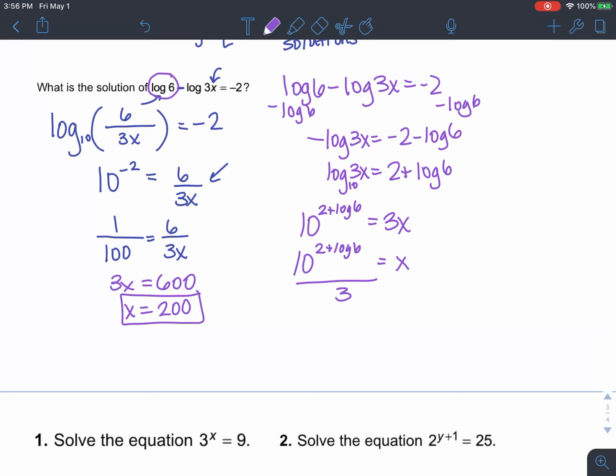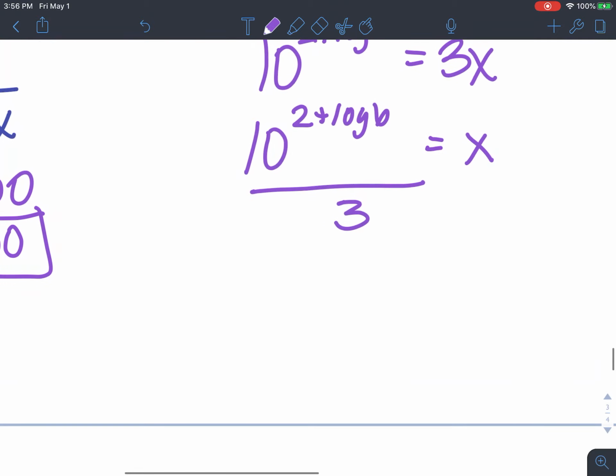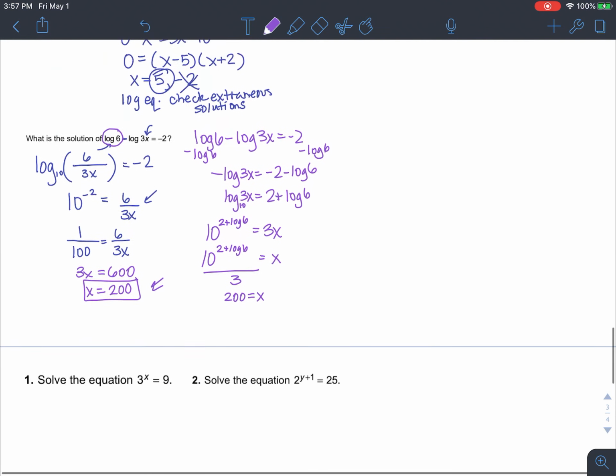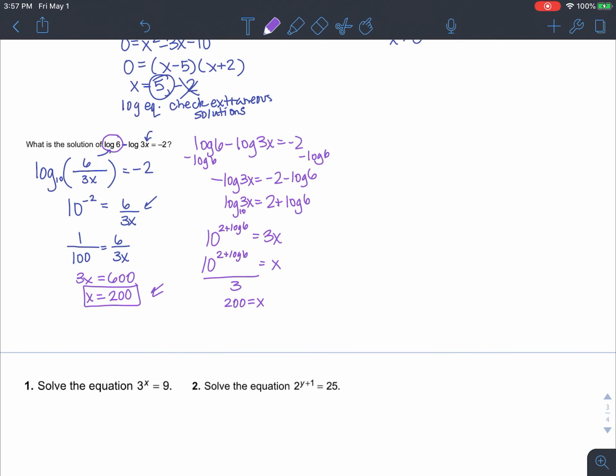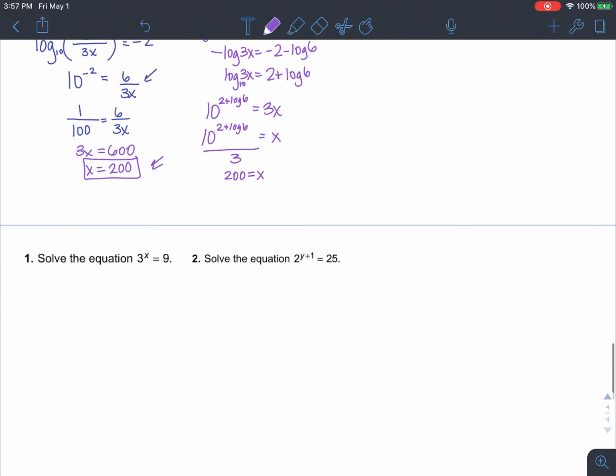I'm just going to double check, though, because that's weird. So 2 plus log 6, and then 10 to that number, and then divided by 3. Yes, it's 200. So either way it works. I mean, I like this way better, but it doesn't actually matter. Okay, so that's really the end.